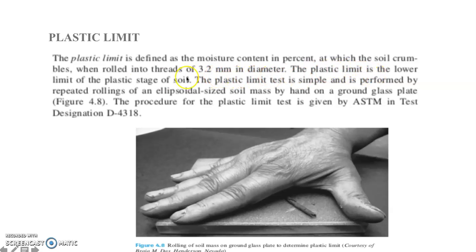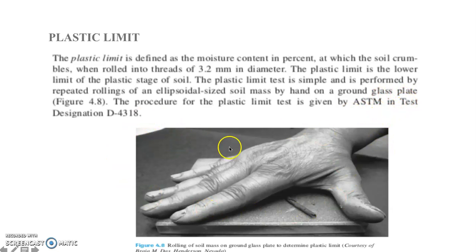The plastic limit is the lower limit of the plastic stage of soil. The plastic limit test is simple and is performed by repeated rolling of an ellipsoidal-sized soil mass by hand on a ground glass plate.